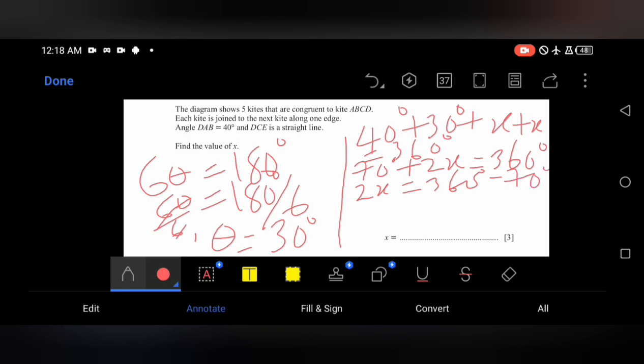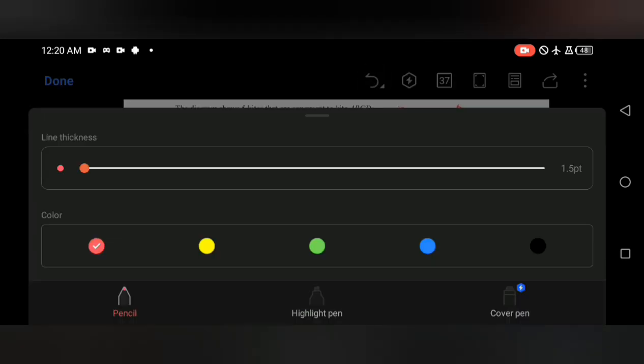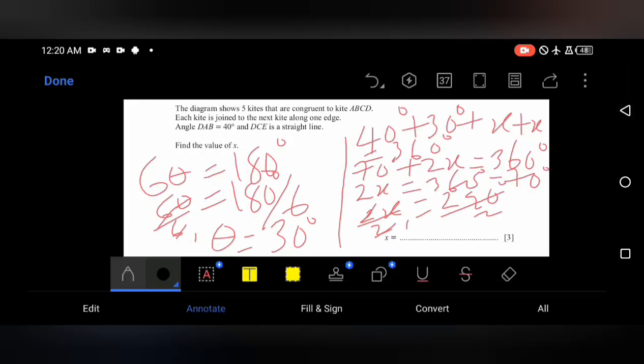minus 70 degrees. When 70 degrees moves to the right, it becomes minus. So 2x equals 360 minus 70 degrees. That's 290 degrees. Dividing both sides by 2, x will be equal to 145 degrees. We write the answer, 145 degrees. That's the value of x.